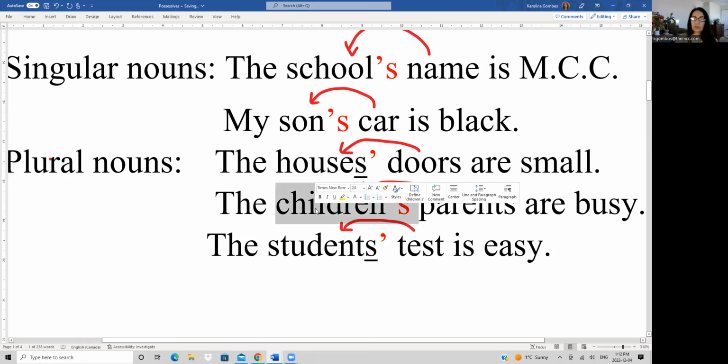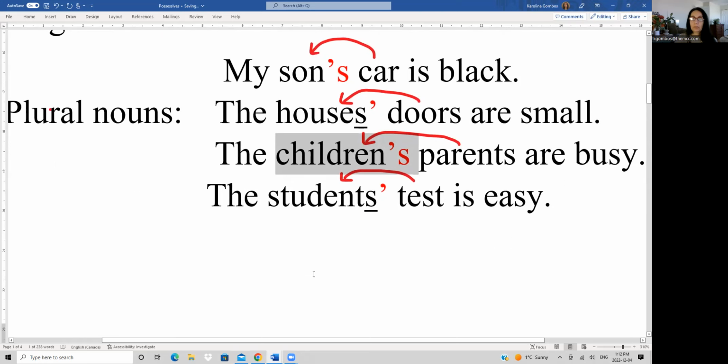Okay. The children, as you know, is plural, but it's an irregular plural, a child, children. So the children's parents are busy. Now because there is no S at the end of this word, I can just put apostrophe S, the children's parents. What am I talking about? About the parents of the children, okay? And the students' test is easy. Students is already plural, and I have an S at the end. So all I have to do is just put the apostrophe after this.